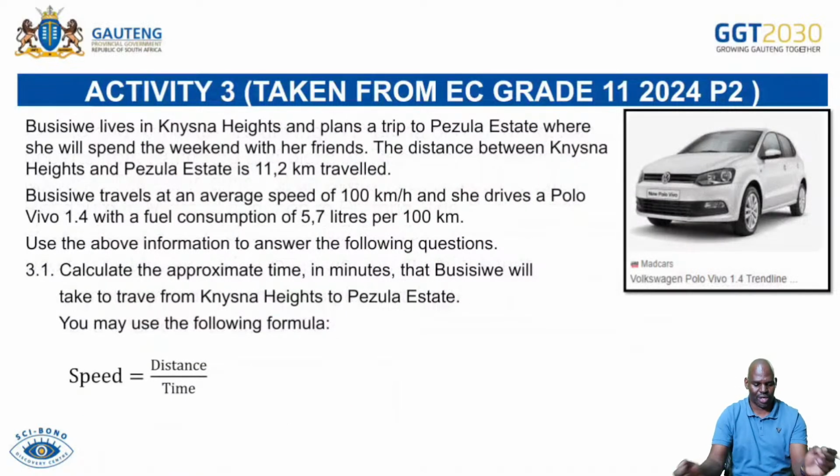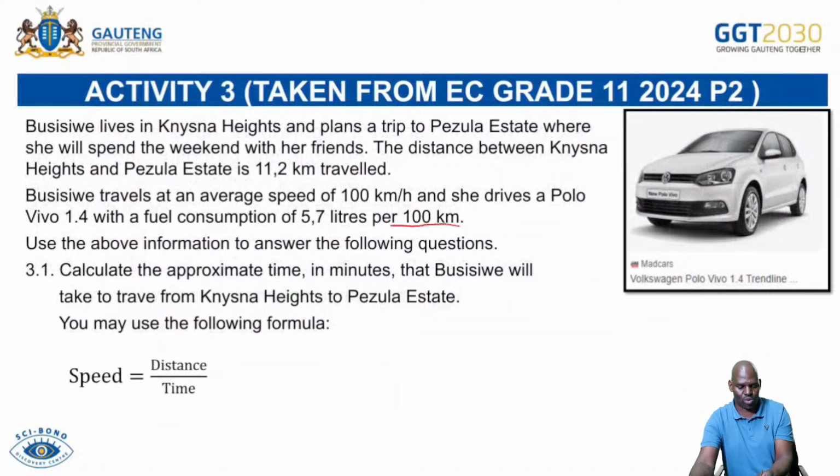Okay, the next question is: Busisiwe lives in Knysna Heights and plans a trip to Pezula Estate, where she will spend the weekend with her friends. The distance between Knysna Heights and Pezula Estate is 11.2 kilometers. Busisiwe travels at an average speed of 100 kilometers per hour and she drives a Polo Vivo 1.4 with a fuel consumption of 5.7 liters per 100 kilometers.